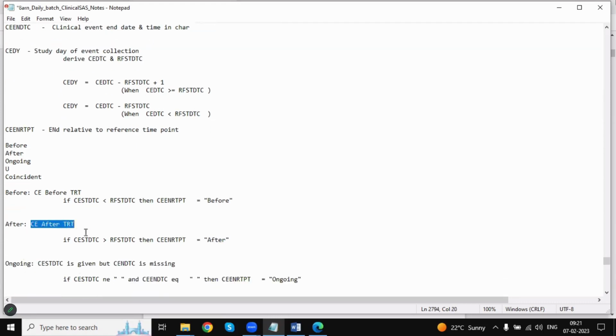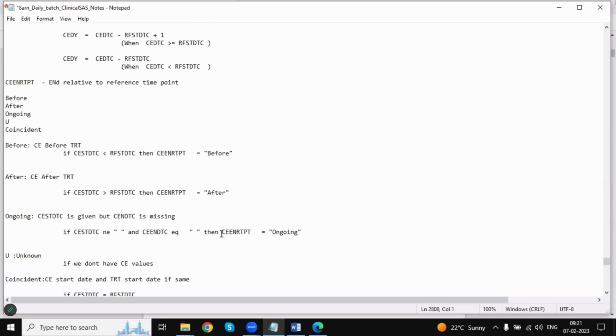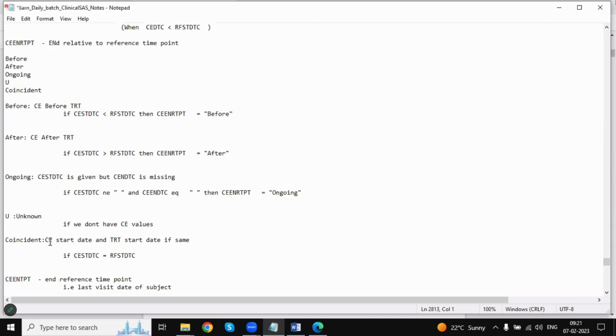If it is after treatment, meaning if CESTDTC is greater than RFSTDTC, here the ENRTPT value will be after. Ongoing means the start date is given, the end date is missing, meaning the subject is still suffering from the particular clinical event. It's going to be ongoing. If both start date and end date are missing, it means unknown. If the treatment start date and the clinical event date are the same date, they're going to be coincident. So today you take the treatment, today only you got fever. Today only you got vomiting or anything. If both the dates are the same, then it's coincident. So we'll get these types of observations for ENRTPT values.